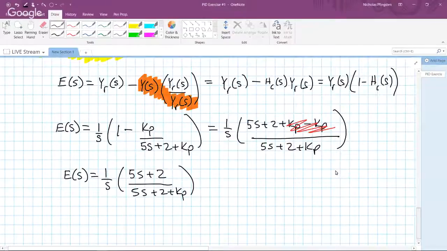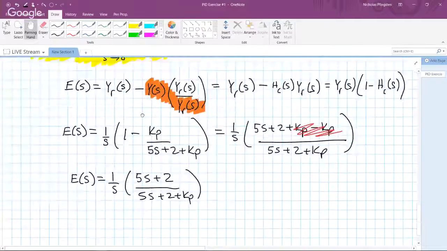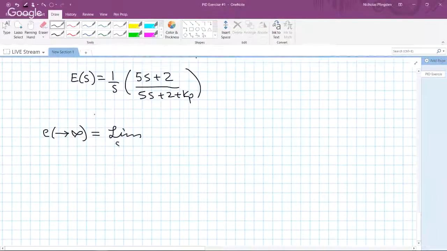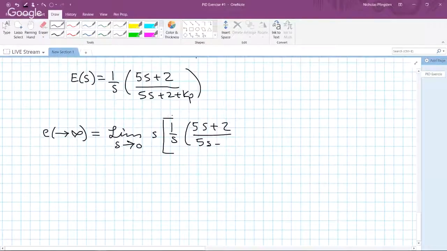Okay. So we're now going to plug that into our final value theorem. So we're going to have E as that approaches infinity, the limit as S approaches 0, S times 1 over S, 5S plus 2 over 5S plus 2 plus Kp. And then we see here, conveniently enough, that these cancel out. Sweet. So that's why we're assuming step responses. It makes some things easier for us.